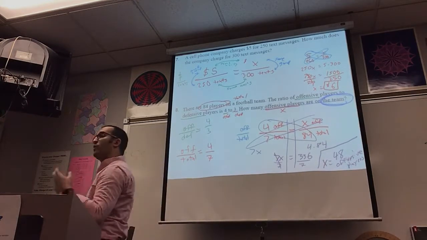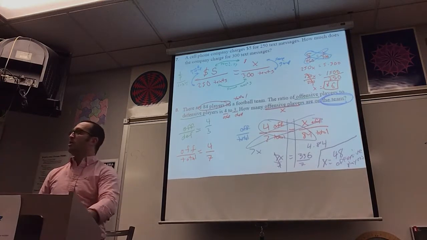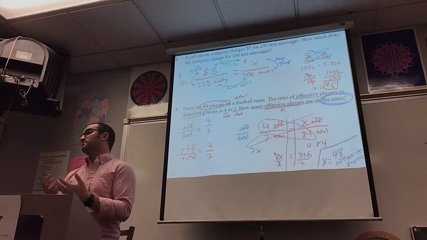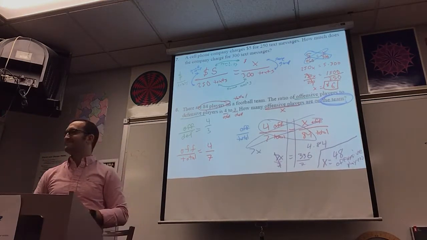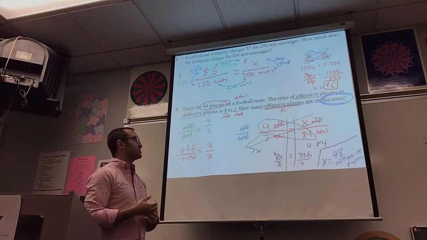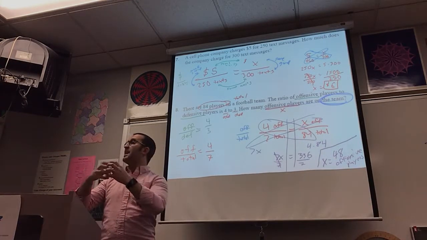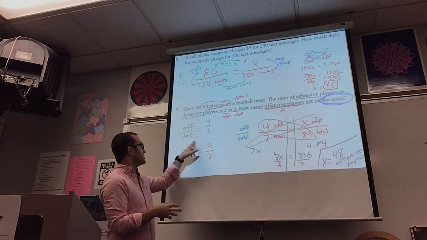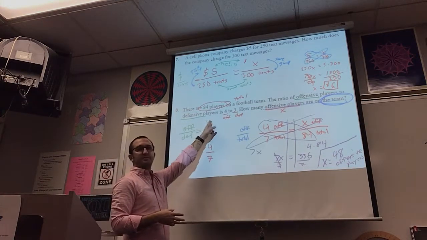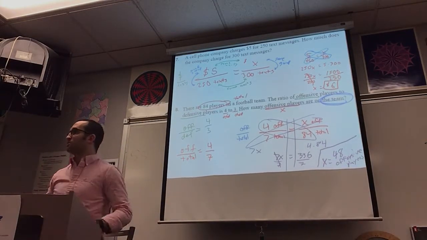Which means for every 4 offensive players, there are how many total players? Well, on a team, there's an offense and a defense. Don't worry about special teams. Offense and defense together gives us the entire team. So we would set up our ratio as like 4 offensive, to offense and defense together, which should be 4 plus 3.